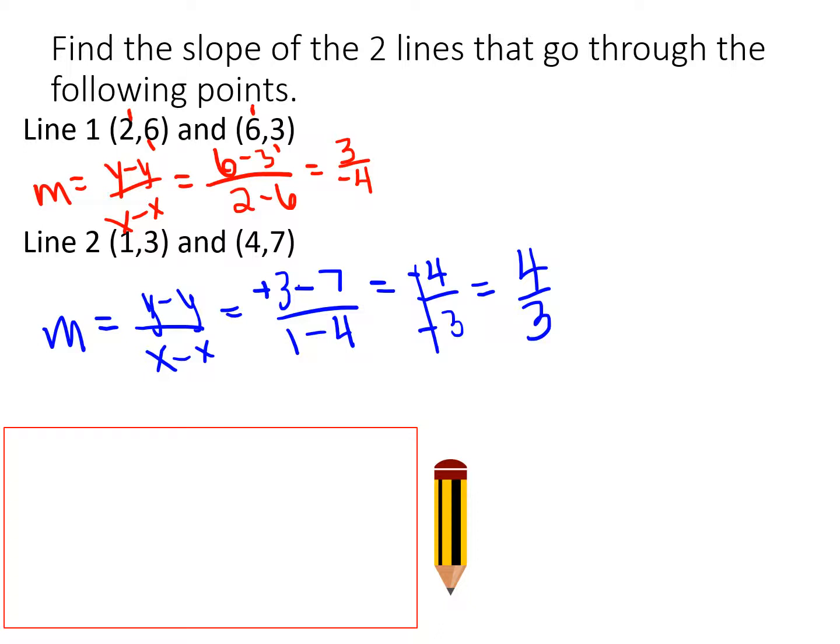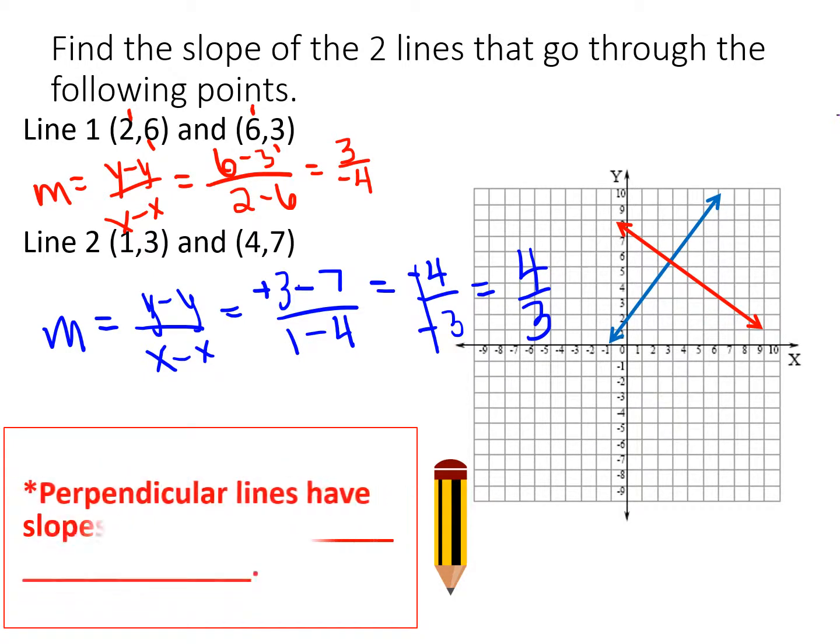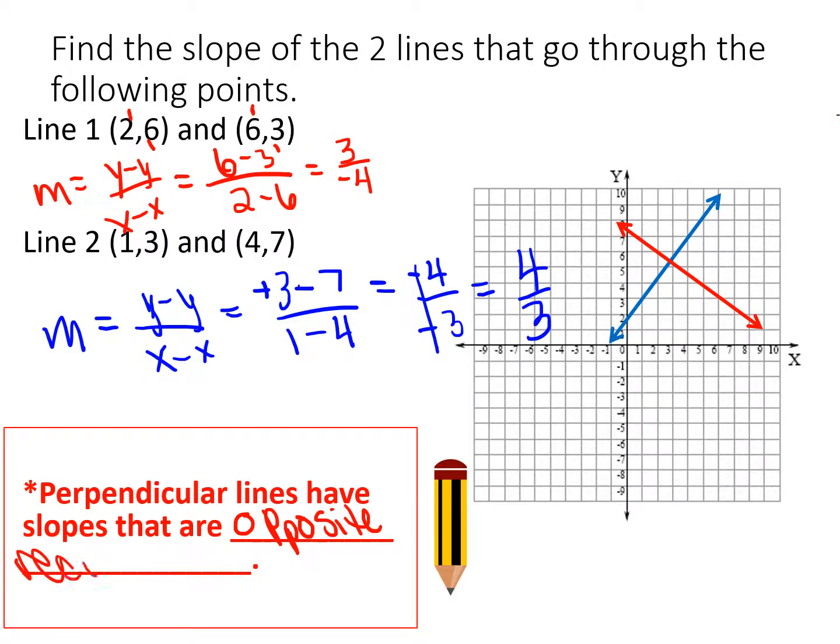So the question is, if we find these two slopes and if we graph them, we're trying to figure out if those lines are parallel. Well, they're not parallel, but another fact about slopes is that perpendicular slopes have opposite reciprocals.